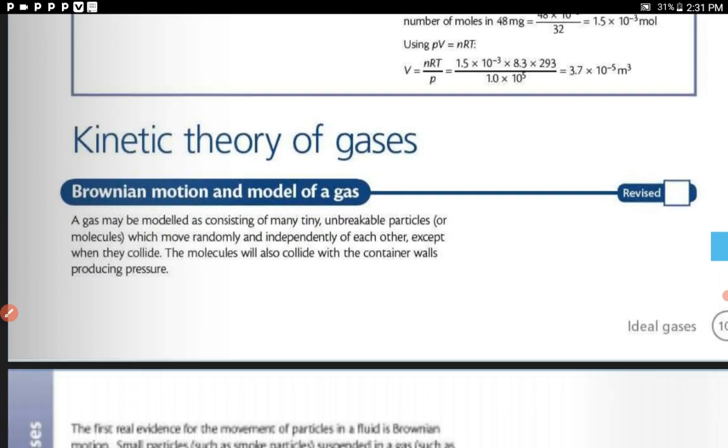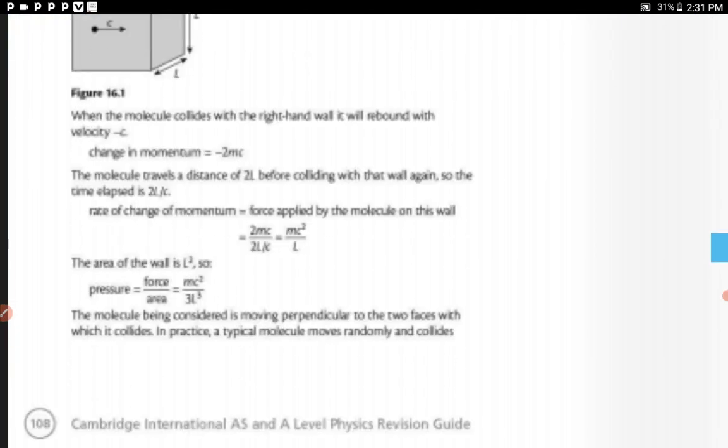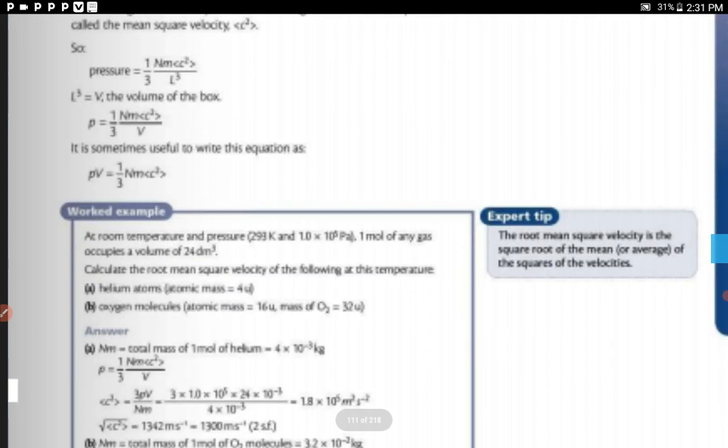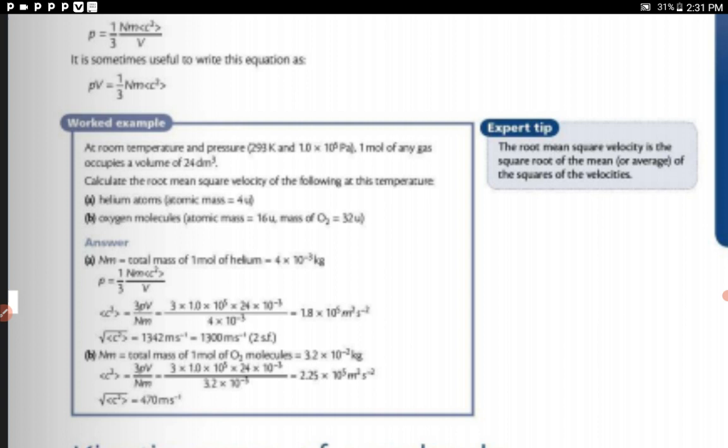Here now we have Brownian motion. It is not really important according to your syllabus, so I'm going to end here. This is another example, still using the ideal gas equation.